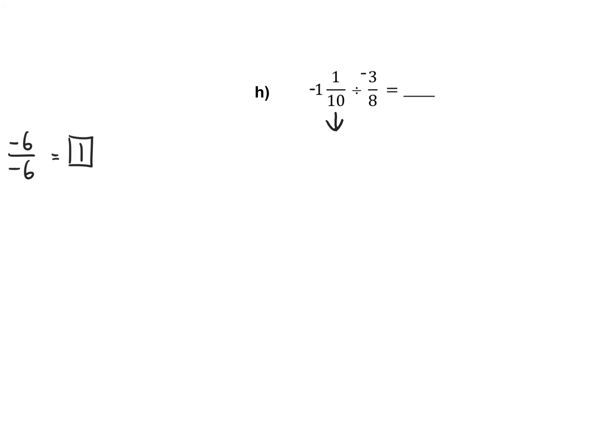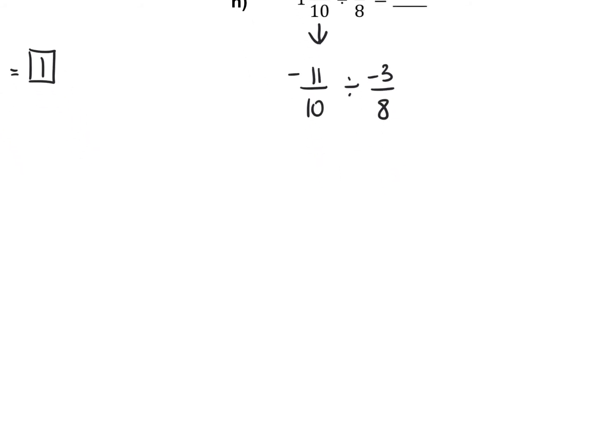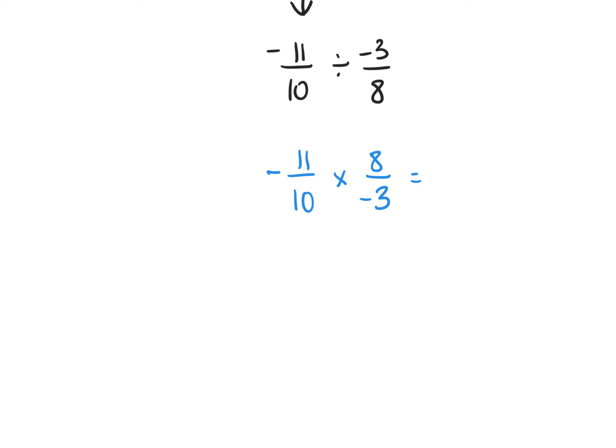Anytime we have a mixed number, we need to make it improper. So we have 11/10 divided by -3/8. I'm going to do my keep, change, flip. Remember, once you do your keep, change, flip, you can simplify it on your diagonals first if you would like. You don't have to, but I like to do this to make it easier for me in the end.